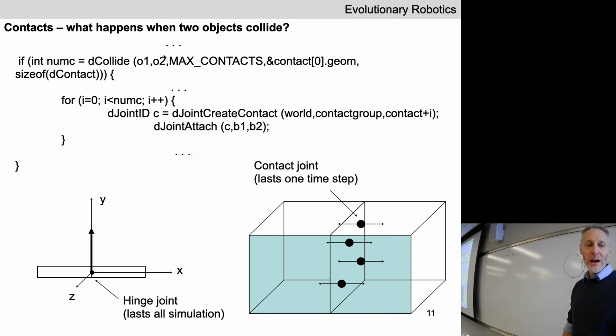Okay. Sorry, I said this already. This is just the ODE code that instantiates what I just told you. The physics engine creates some joints. It doesn't create hinge joints. It creates contact joints, a particular type of joint which are, among other things, temporary. They last one time step.